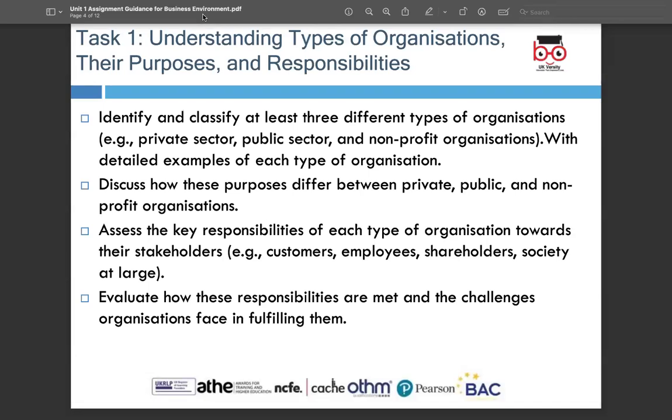By the end of this task, you should have a well-rounded understanding of the diverse organizational landscape and the unique role and responsibility each type of organization holds. This knowledge is important to comprehending the broader social impact of various organizations.